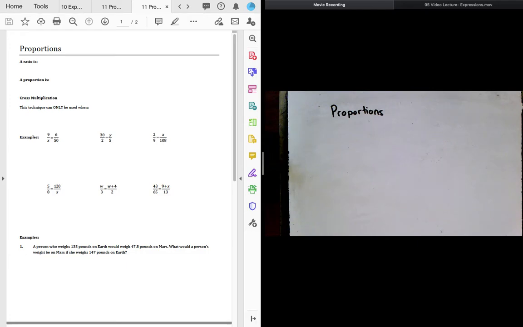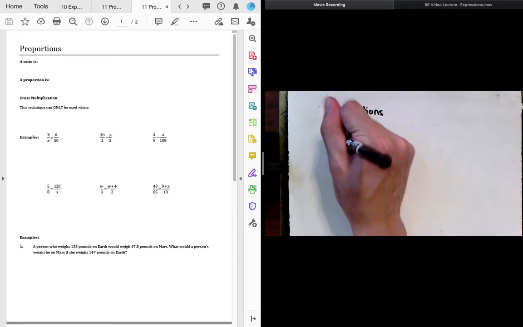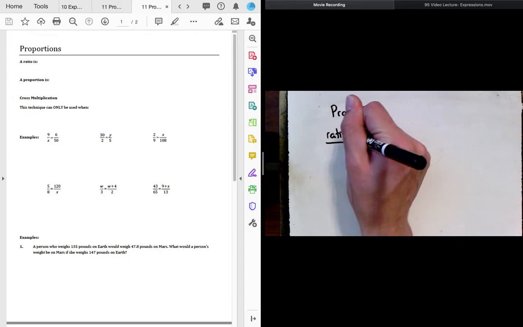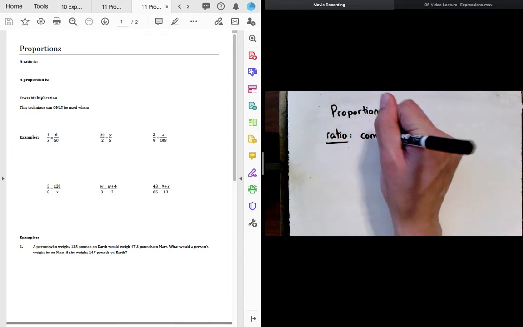true. Before we get into solving equations and the process that we use for that, we're going to talk about proportions and ratios a little bit more, just so we can talk about why they're useful and when they're useful. So we talk first about a ratio. What is a ratio? A ratio is a comparison of two numbers.